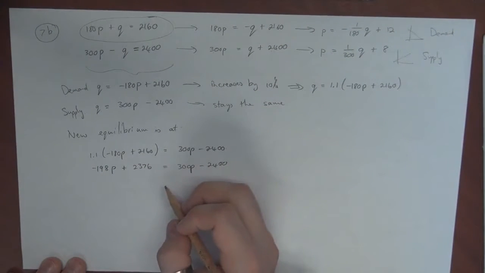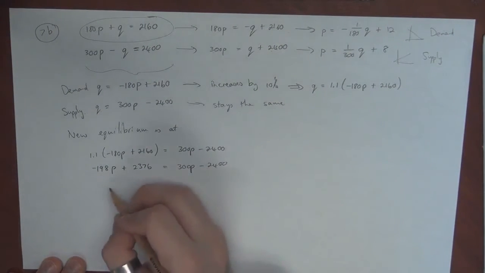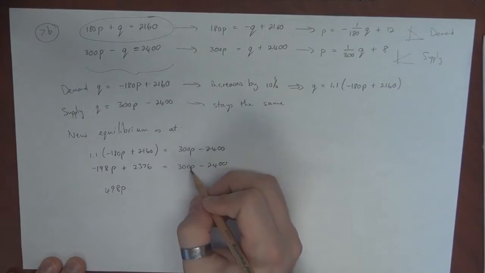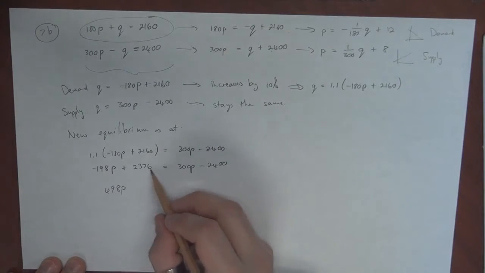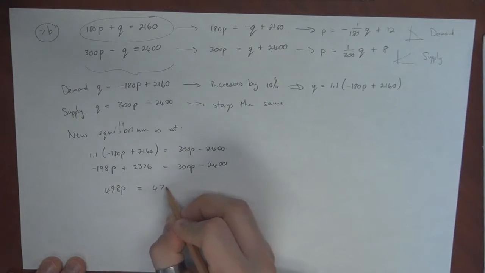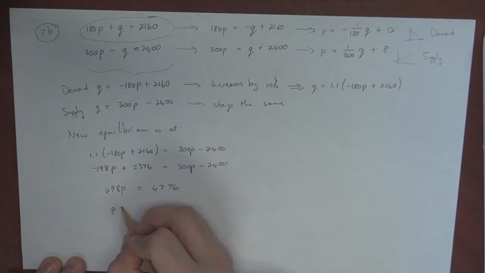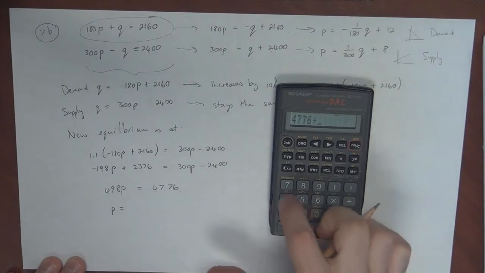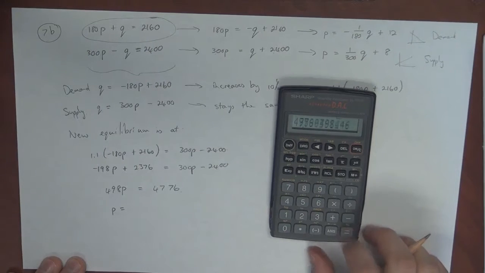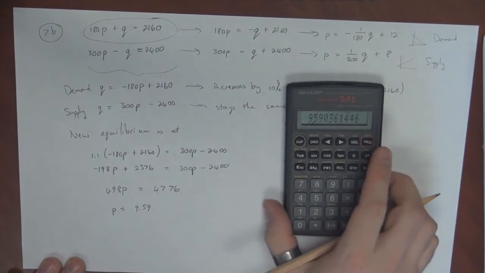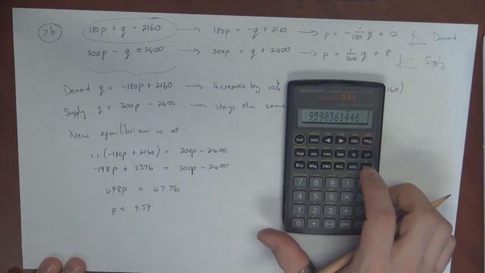Now I want to put all the p's together, so take this one to the other side to get 498p, and this one to this side. 2376 plus 2400 is 4776. So P is equal to 4776 divided by 498, and I get 9.59, close to 9.59. Let's use that.